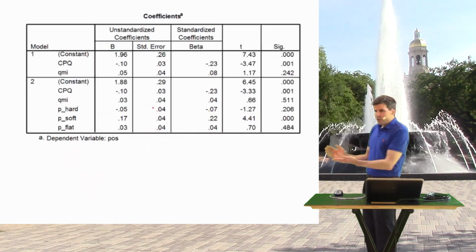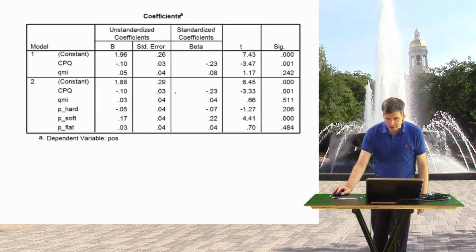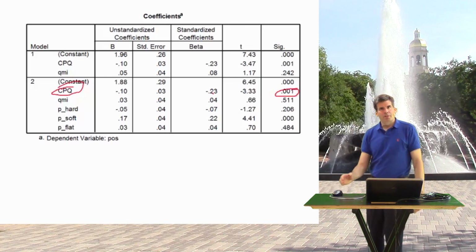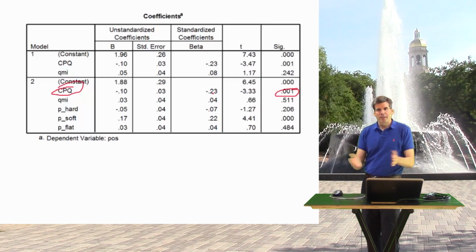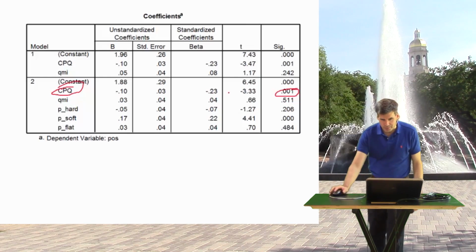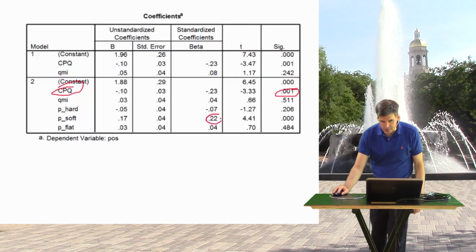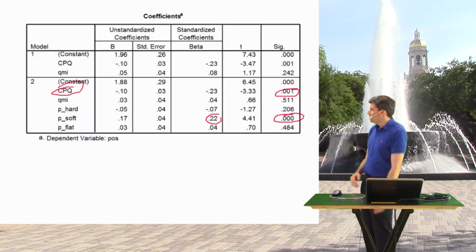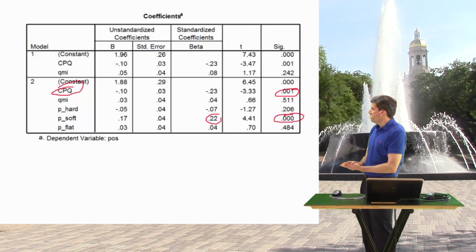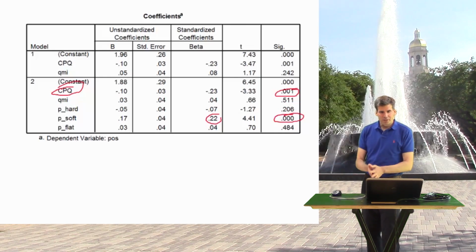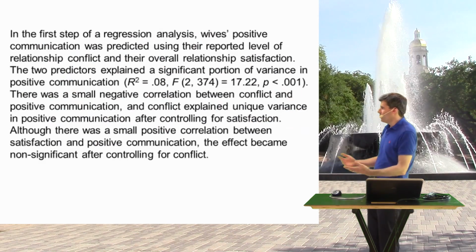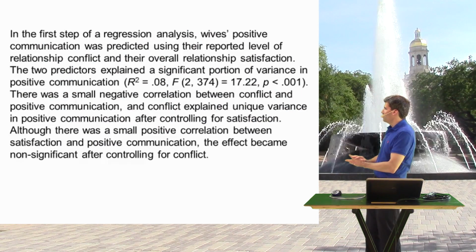And then here are our beta weights for wives. Same basic pattern. The CPQ was significant. That's the measure of your general response bias for saying we have conflict in our relationship. And partner soft emotion, beta weight 0.22, was significant as well. So essentially, the output for wives in this case is almost identical to the output for husbands, not a whole lot of difference.